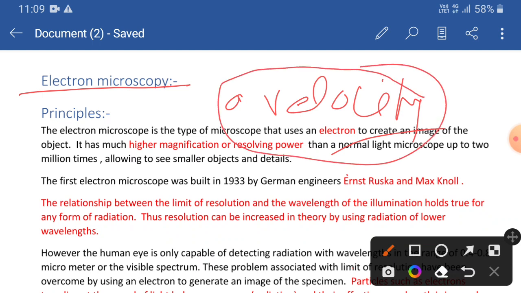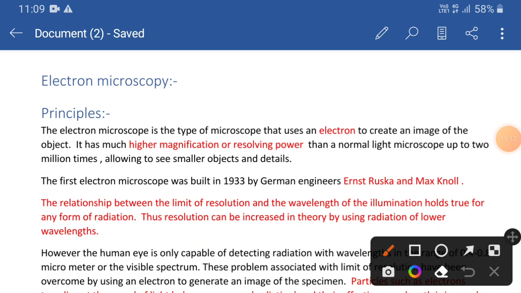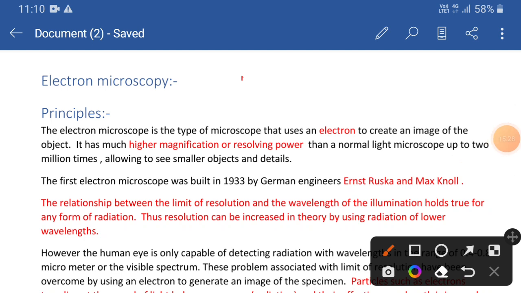Because electrons at such high velocity will have the shortest wavelength. So whenever you are studying the principle of electron microscopy, try to remember two important mathematical relations. Number one, the resolution is inversely proportional to the wavelength, and the second one is that the wavelength, lambda, is also inversely proportional to the velocity of the electron.